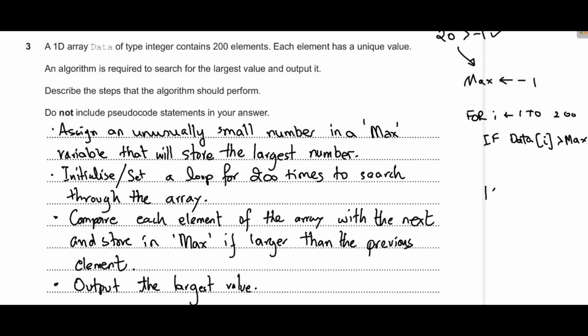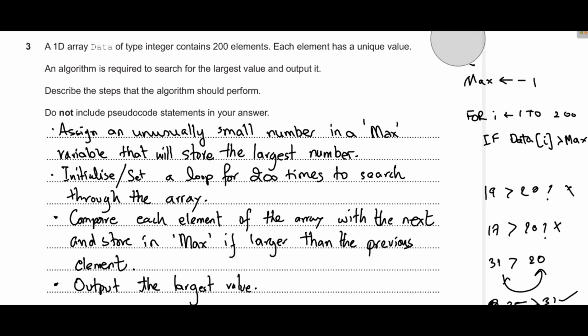So let's say the next element was 19. Is it greater than 20? No, it's wrong. Then let's say the next element was 17, is it greater than 20? Wrong. The next element was 31, is it greater than 20? Yes, then it swaps places. Let's say the next one was 35, compared with 31. Yes, again, they swap places. So this is something you have to look out for.